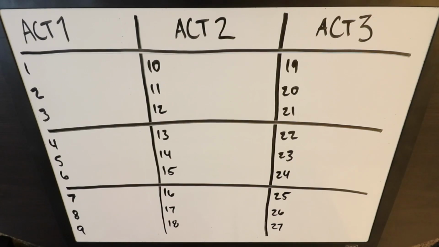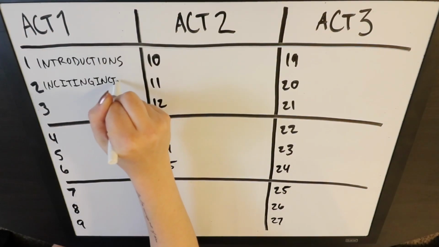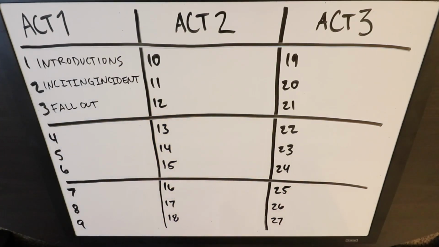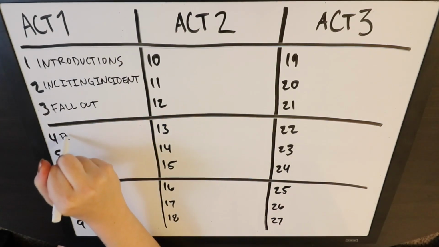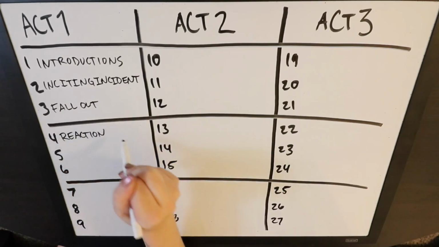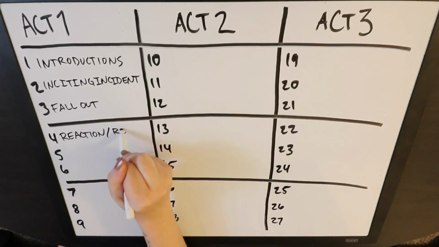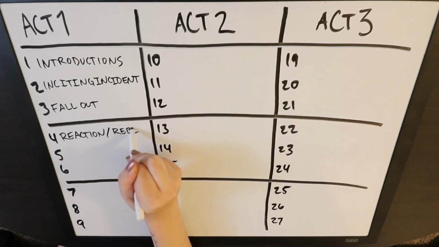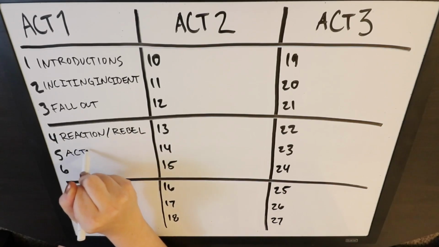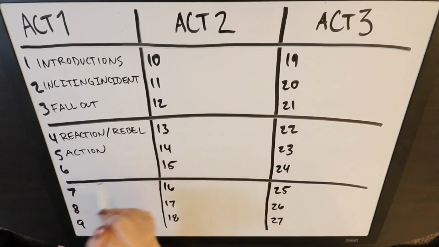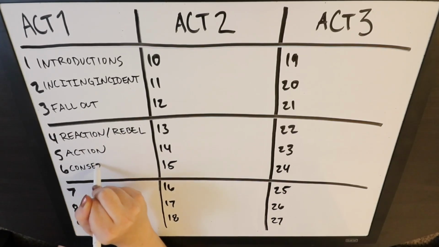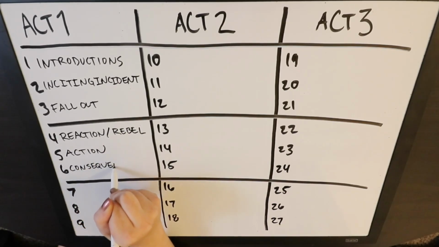Block 1 is the introduction, the inciting incident, and the fallout, the immediate reaction to that inciting incident. Block 2 is the longer-term reaction. It's usually a rebellion against the changes the inciting incident has, well, incited. Then the protagonist takes action, because that's what protagonists do. Protag's gonna protag. And then, of course, there is a consequence to that action.